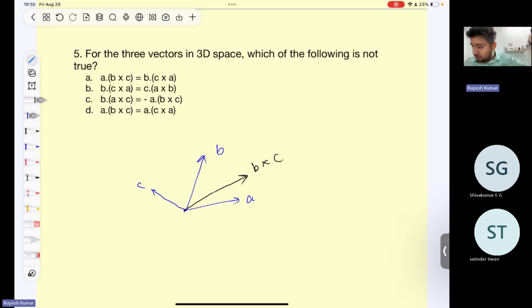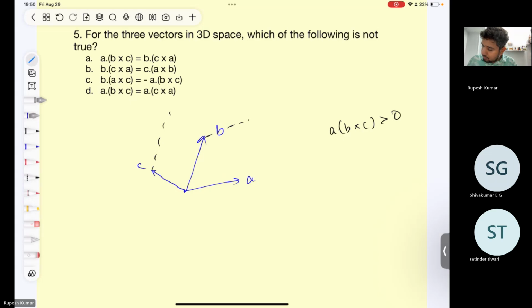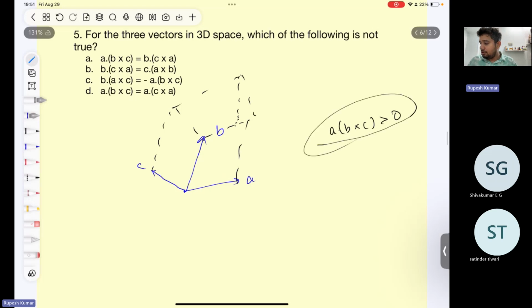So this is A, what is A dot B cross C? A dot B cross C is some scalar quantity which is positive, right? And essentially this is the volume of the parallelepiped formed by these three vectors. You can always extend these vectors to form a parallelepiped. So this is the parallelepiped that you will obtain when you extend these vectors, and this is the volume of this parallelepiped.